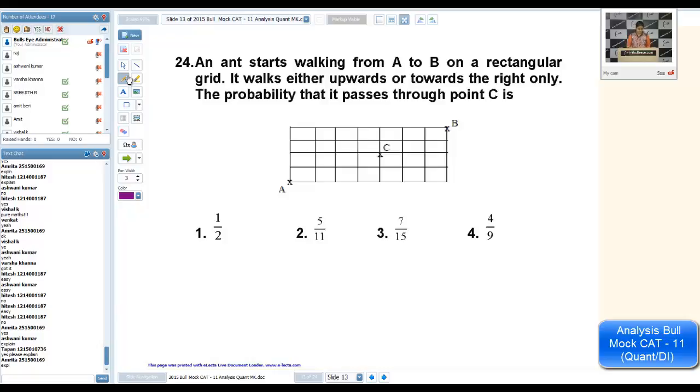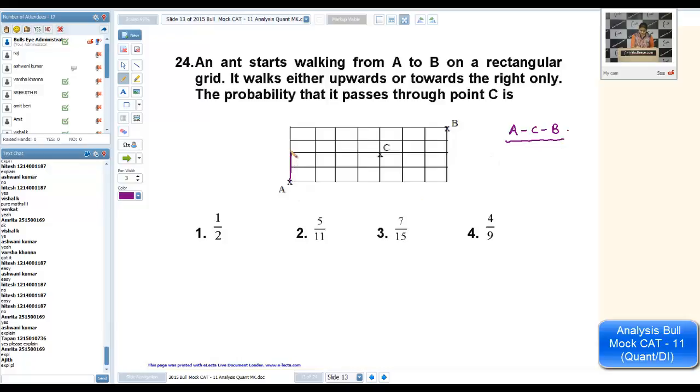Okay, so let us start. See, my route is A to C, then C to B. The probability that it passes through point C. What is probability? Probability is the chance of an event happening. What is the formula of probability? Number of favorable cases divided by number of total cases. First of all, we will write the numerator part, that is number of favorable cases. What is the favorable case here? The path should go through C. So this is the permissible path ACB.